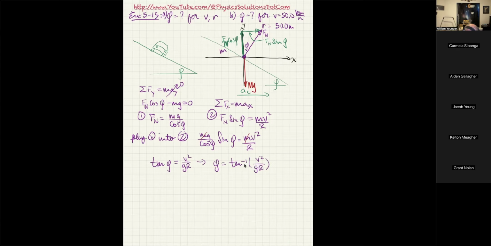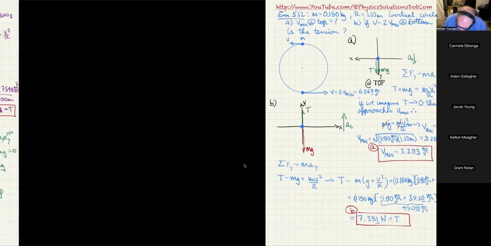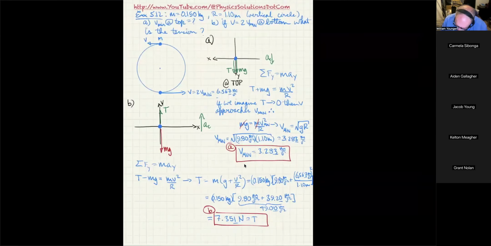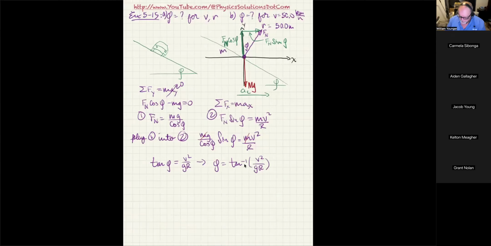Now notice this is a little bit different from what we had over here. We had tangent of gr over v squared, so it's the reciprocal of the other formula, but that's the formula we're going to use. So we now have a formula for the angle. The angle has to be the inverse tangent of v squared over gr. I will box that off and call that part A.